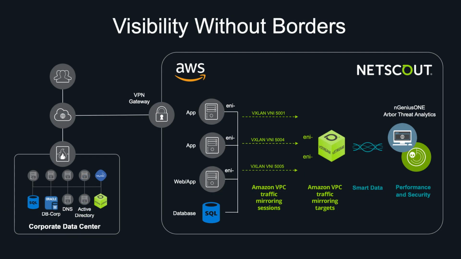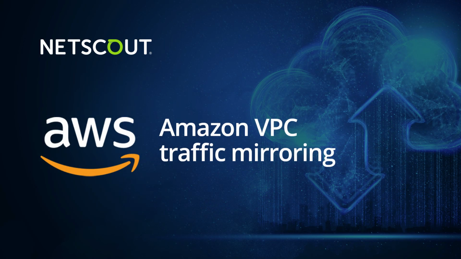As you've just seen, NETSCOUT Solutions, InGeniusOne, and Arbor Threat Analytics both leverage the same data source, vStream, which provides multi-purpose network application performance and security insights, providing cost-effective instrumentation in hybrid cloud environments. As digital transformation continues to accelerate and IT teams need to migrate workloads to the cloud with confidence, Amazon VPC traffic mirroring sessions, turned into smart data by NETSCOUT and used to achieve visibility without borders, is key to assuring cloud migration success.